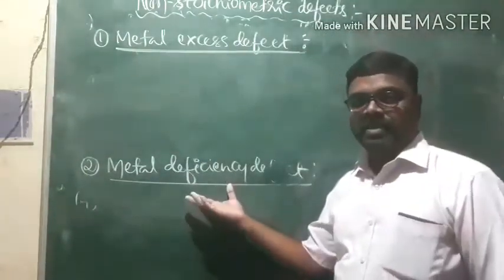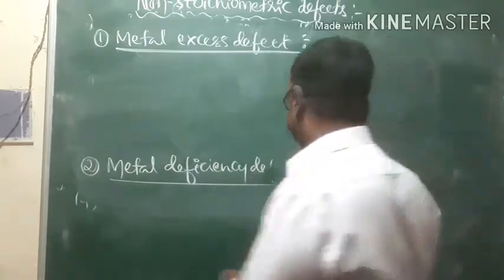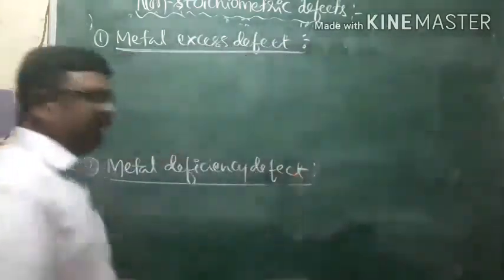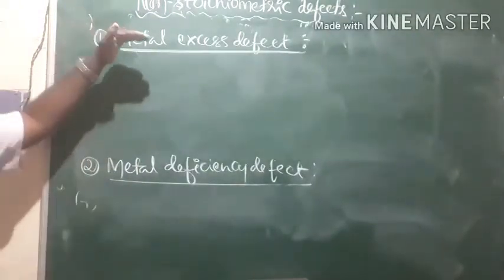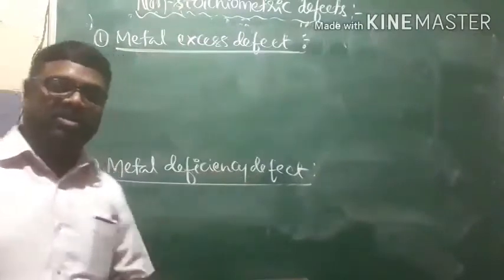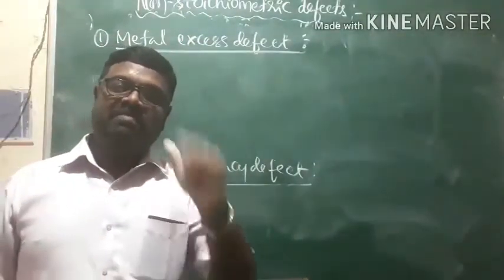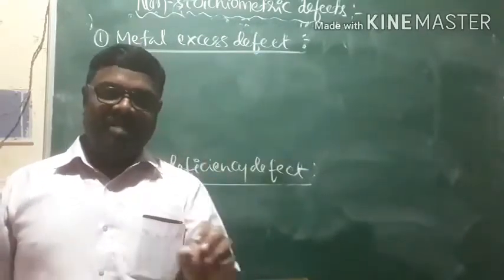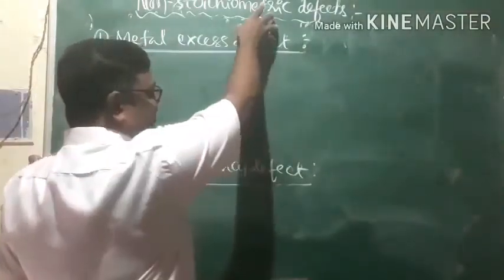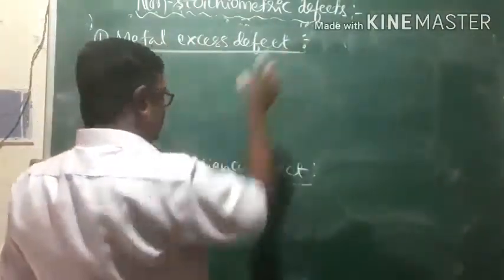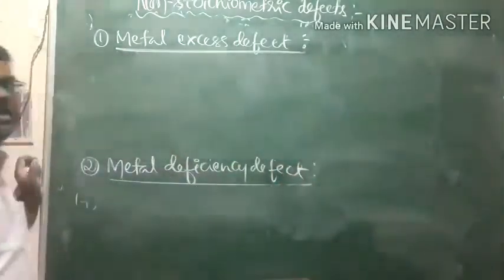Whereas here, metal deficiency defect can be brought about by decreasing the number of metal ions in an ionic crystal. Here we increase the number of metal ions, and here we decrease the number of metal ions, by certain means, by certain conditions, by applying certain procedures. By applying certain procedures, we increase the number of cations in the ionic crystal, that is metal excess defect. Here we decrease the number of metal ions in the ionic crystal, that is metal deficiency defect.